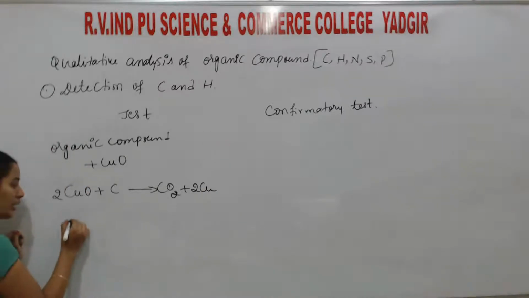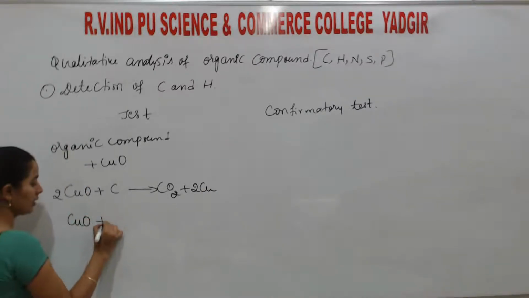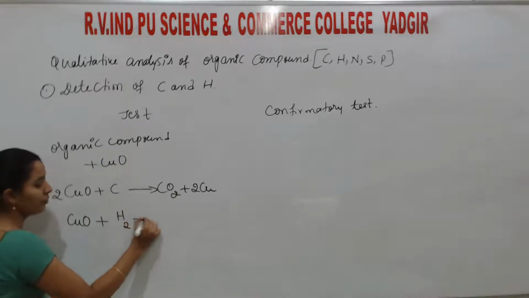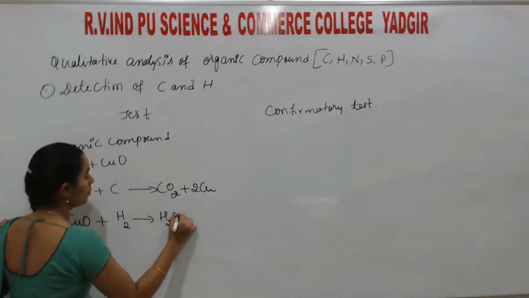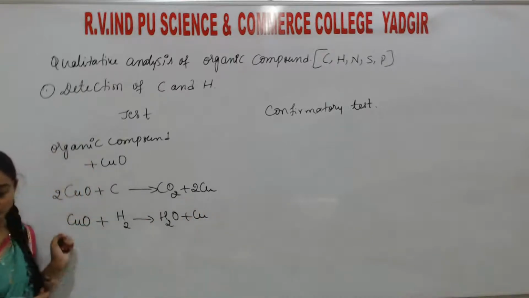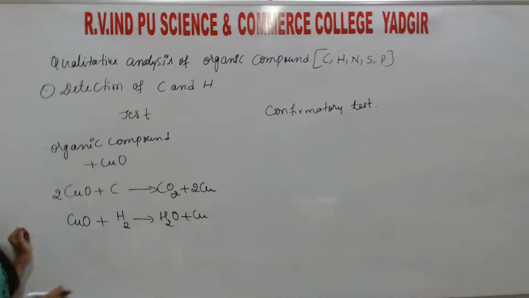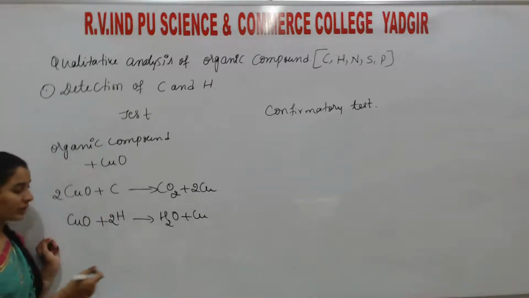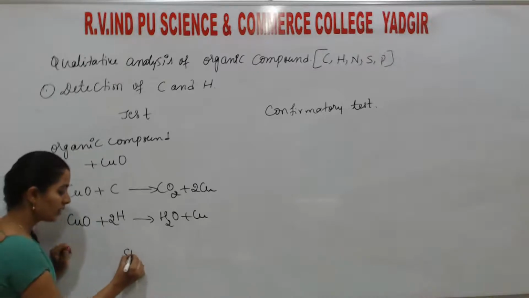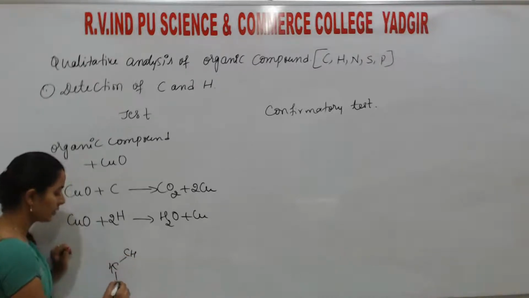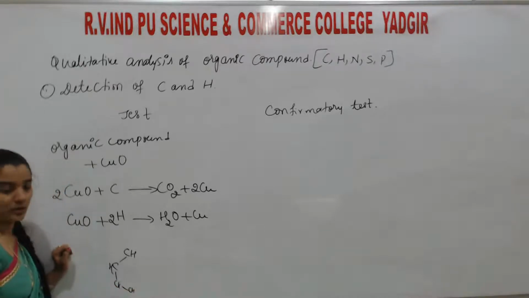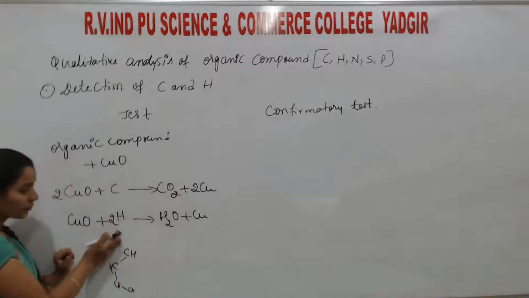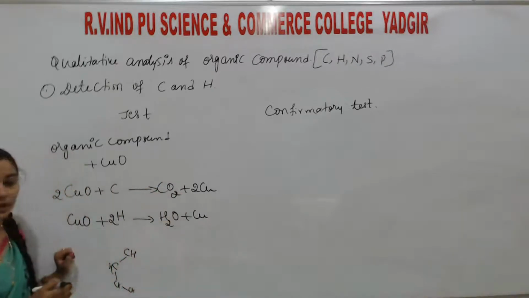That is one reaction. Next, if CuO reacts with hydrogen, it forms H2O plus Cu. Understand? That is 2H. Why? Because we cannot take H2 here, because the organic compounds are like this. Correct? So whatever carbon is present is completely converted into CO2, and whatever hydrogen is present is completely converted into H2O.